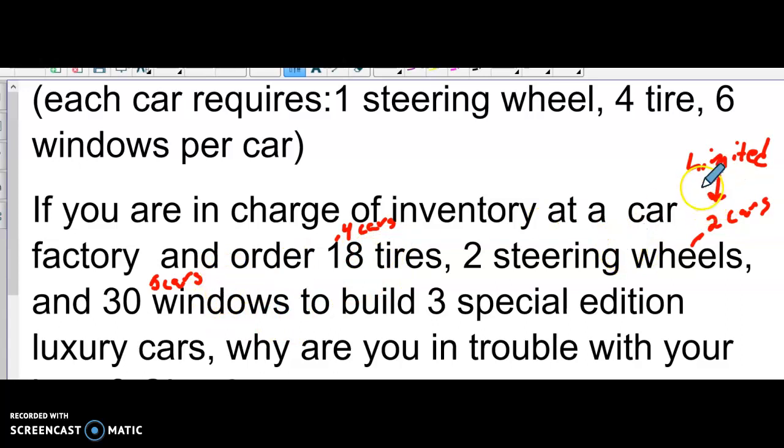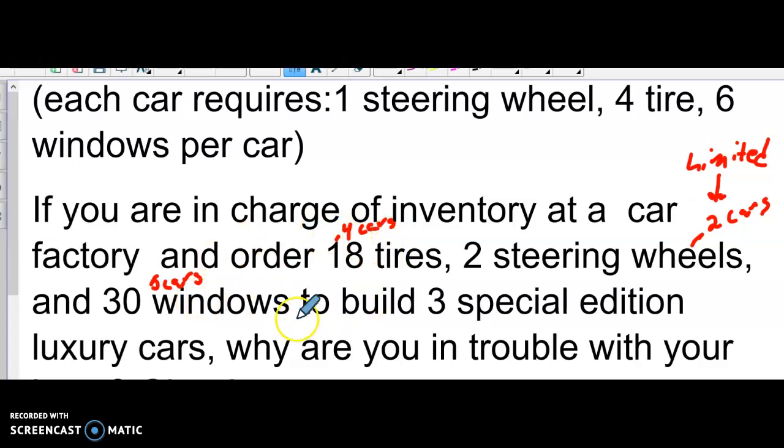Now, here's the deal. First of all, you can't build the 3 cars that you said you'd build because you didn't order enough steering wheels. Second of all, either way, you're going to have tires left over. Tires for luxury cars are super expensive. Your boss is not going to be happy that you've wasted this money, because if it's for a custom car, there's nothing to do with those tires after that. Same with the windows. You're only supposed to build 3 cars, and you ordered 12 windows too many. Think about how much windows are going to cost for these luxury cars. And there's no other car to put them on because these are custom.